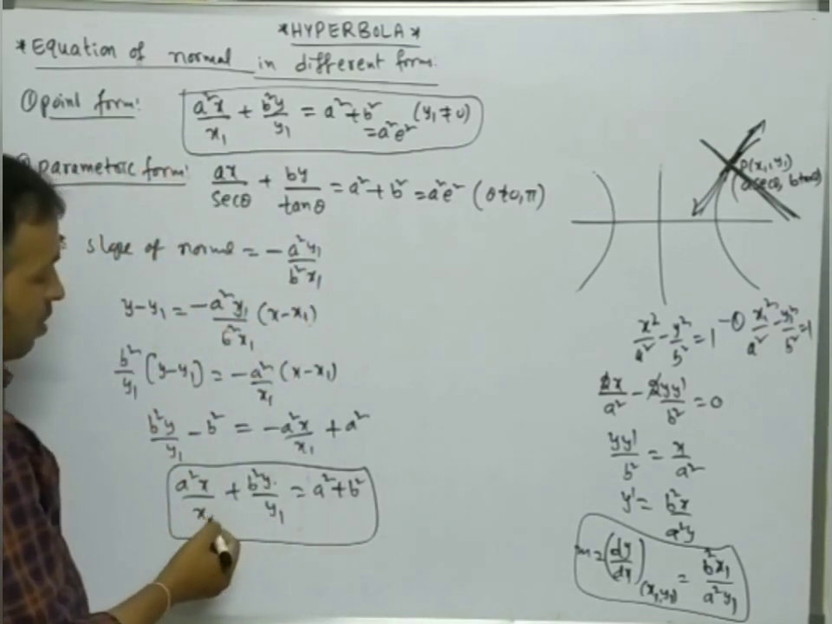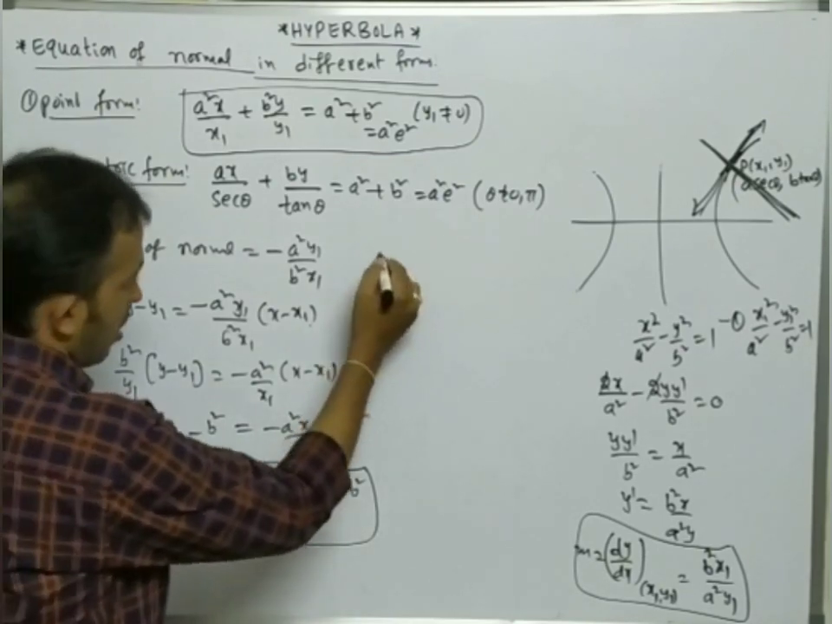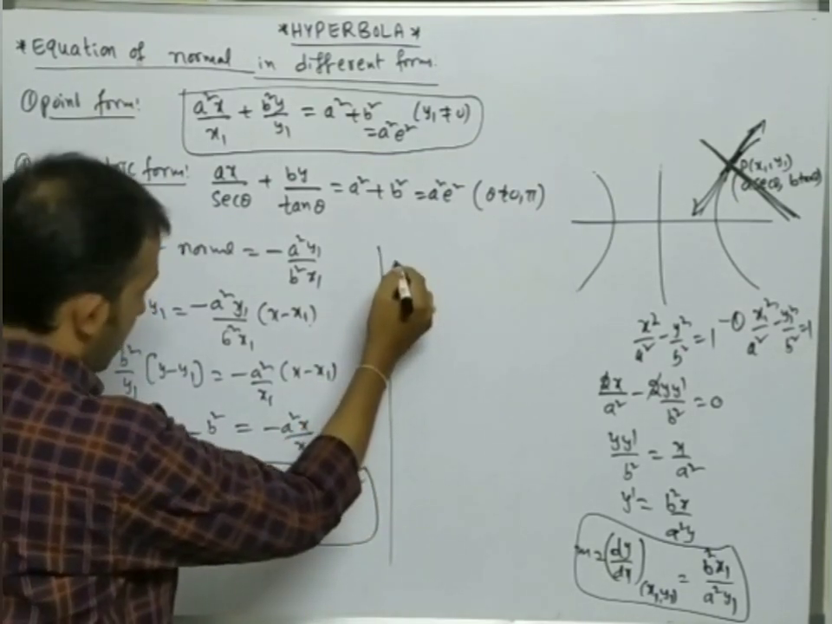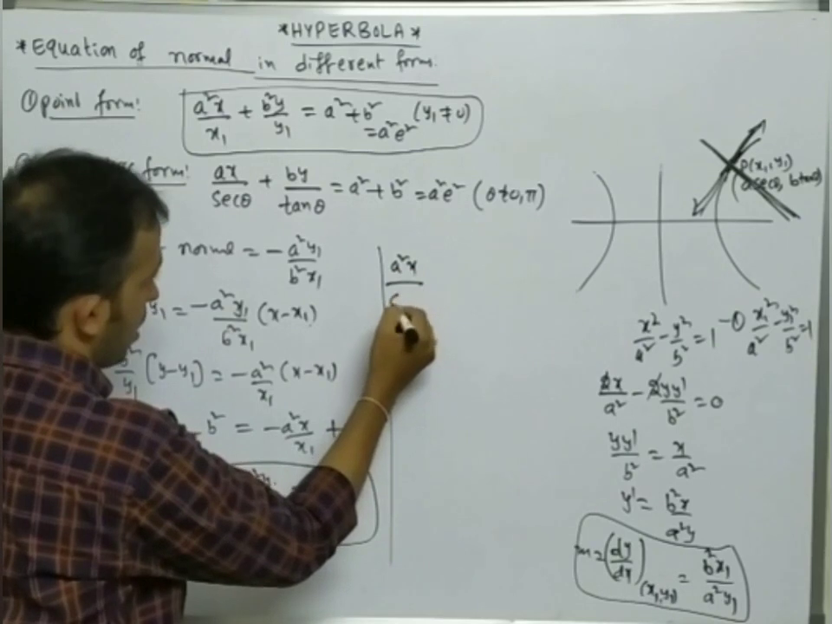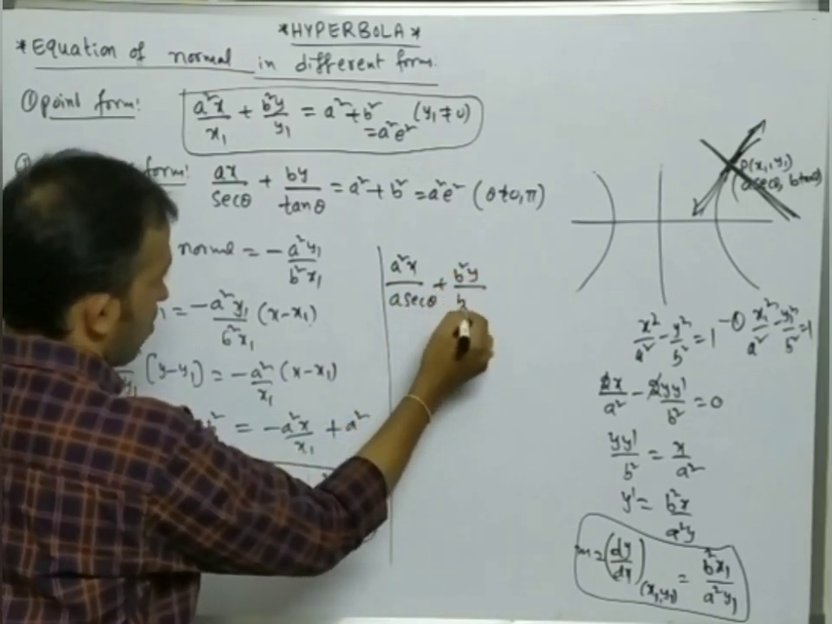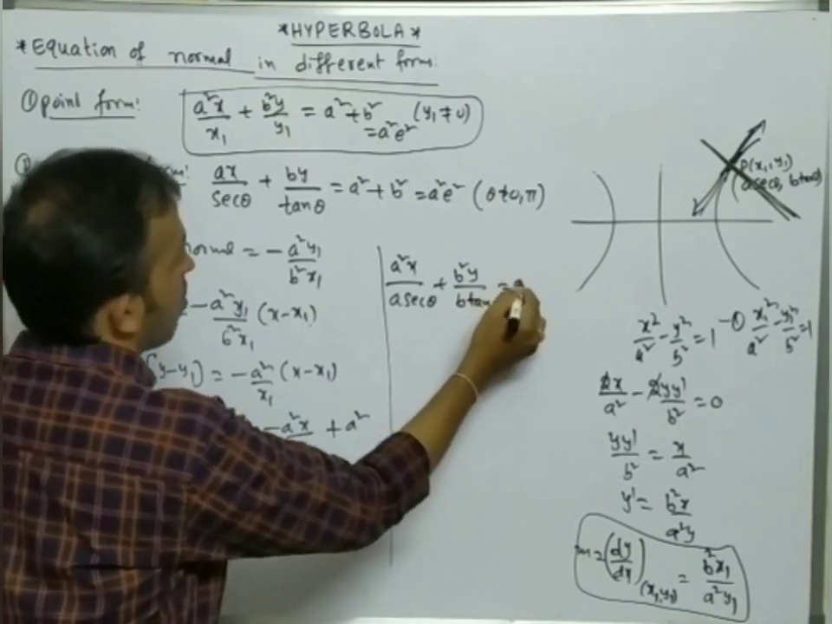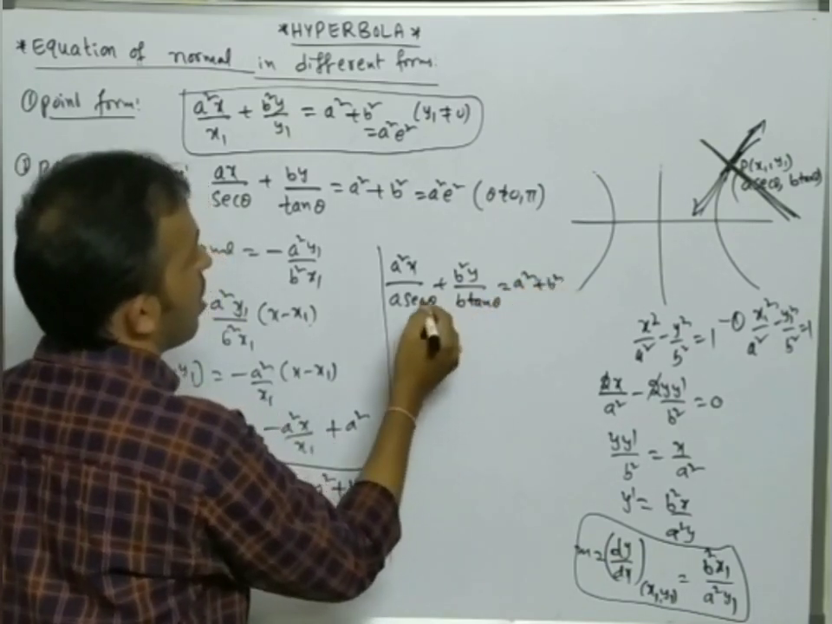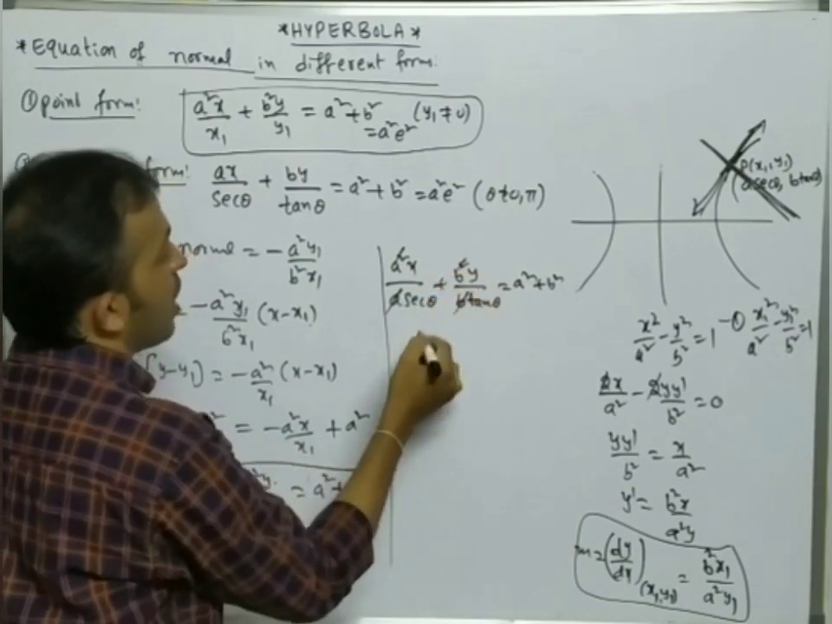So if we substitute x is equal to a sec theta, y is equal to b tan theta, then you will get a square x by a sec theta, b square y by b tan theta is equal to a square plus b square. One a gets cancelled, one b gets cancelled.